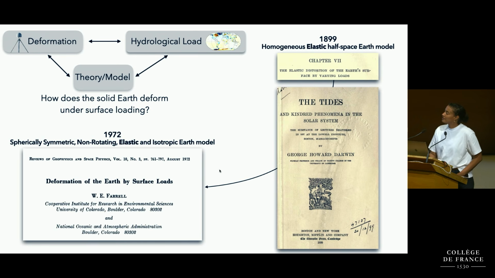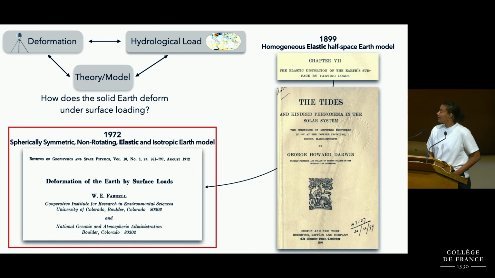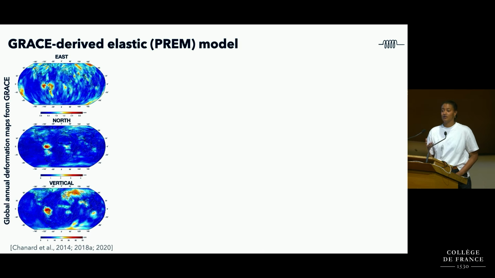And now we use something that is a little more complex because we consider a spherically symmetric, non-rotating, elastic, and isotropic Earth model, so a little more complicated. But if we do this, we can actually try to predict the deformation of the solid Earth, of the surface of the solid Earth, induced by variations recorded by the GRACE satellite. Sorry.